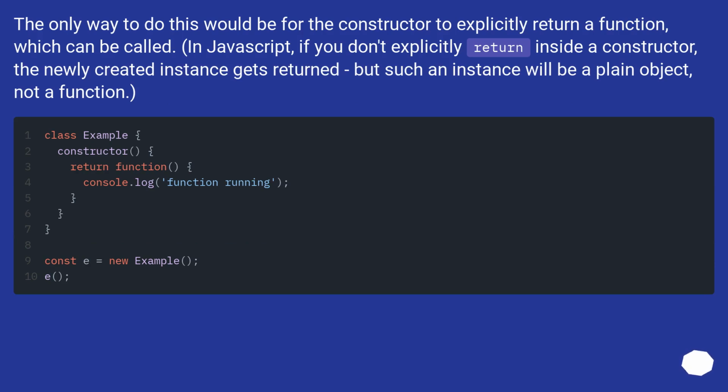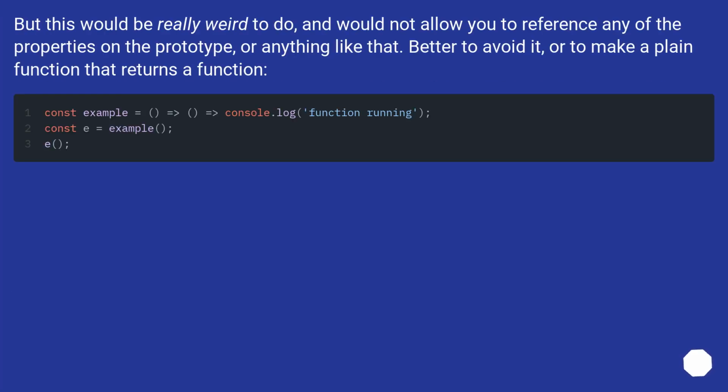The only way to do this would be for the constructor to explicitly return a function, which can be called. In JavaScript, if you don't explicitly return inside a constructor, the newly created instance gets returned, but such an instance will be a plain object, not a function. But this would be really weird to do, and would not allow you to reference any of the properties on the prototype, or anything like that. Better to avoid it, or to make a plain function that returns a function.